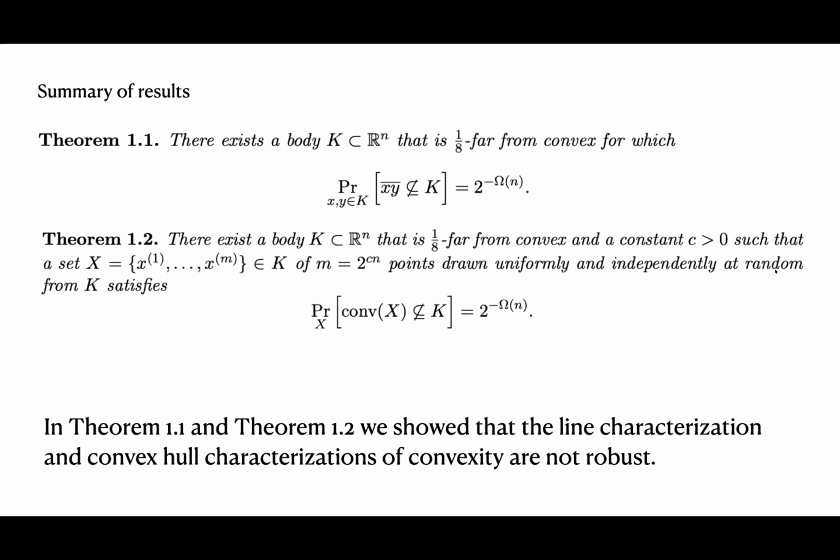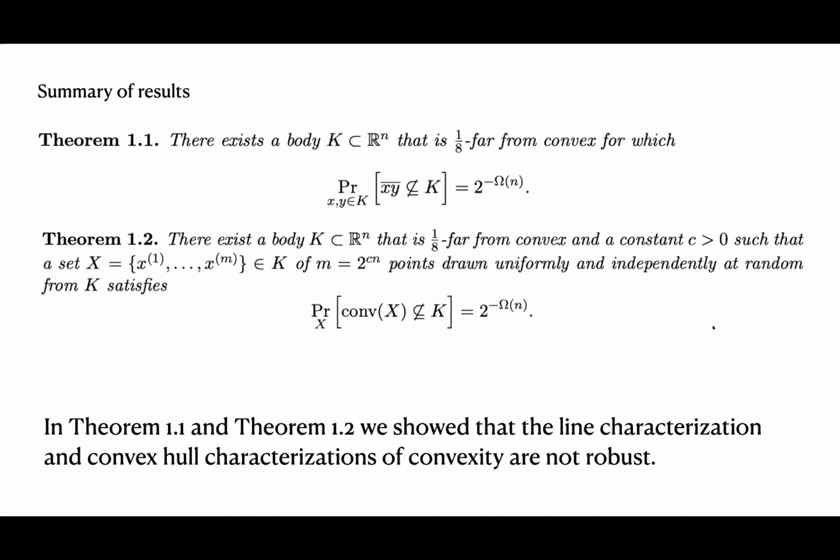What we have essentially proved in these 2 theorems is that the first 2 characterizations we have seen, the line characterization and the convex hull characterization, are not robust. The first theorem says there are bodies that are actually far from convex, but they almost always satisfy the line characterization. And the second theorem says there are bodies that are far from convex and almost always satisfy the convex hull characterization of convex. So both these characterizations are not robust.